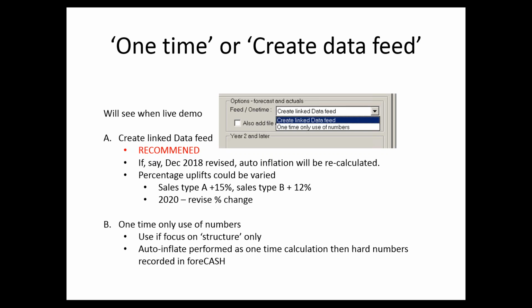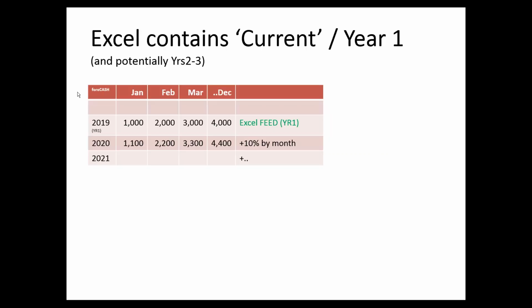Maintaining the feed also gives more flexibility after the wizard has been used. You could opt to treat the various sales lines differently and, say, edit one type of sales individually to increase by only 5%. Okay, let's next consider a data source with data for the current or first financial year. In this case, your data source already has the exact figures you want, so the figures can feed straight into foreCASH without change.